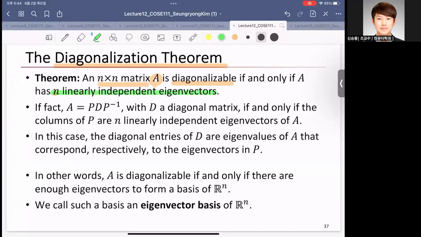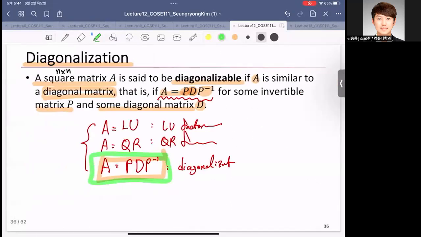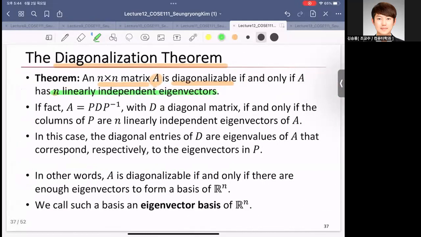By the way, if matrix A is diagonalizable, or if we can represent matrix A like this, there are many advantages. We will talk about that later. But if matrix A has n linearly independent eigenvectors, then matrix A is diagonalizable. This is the diagonalization theorem.